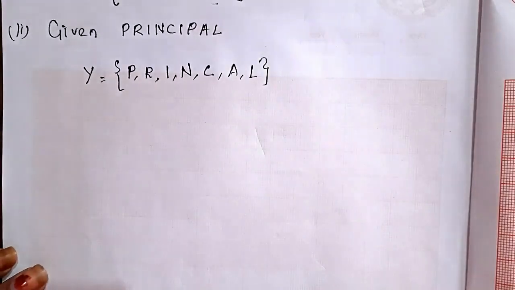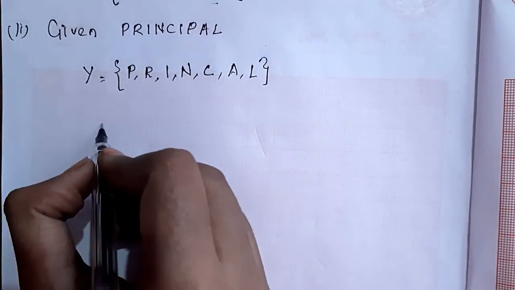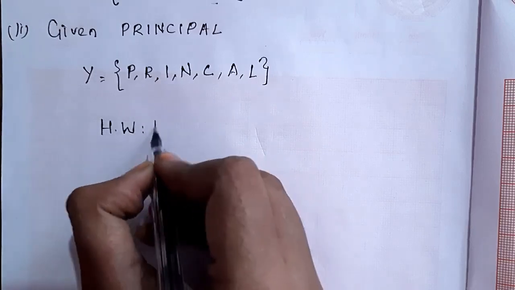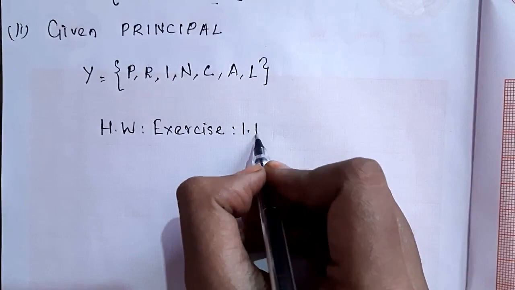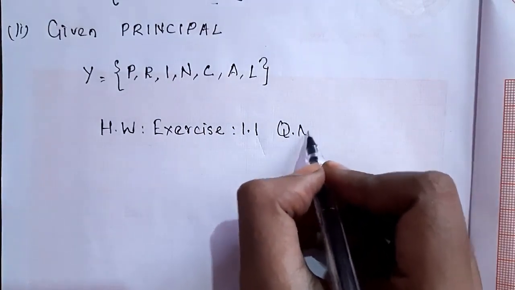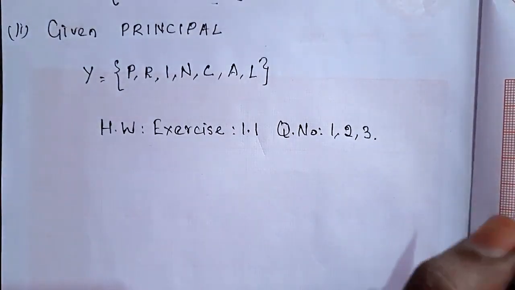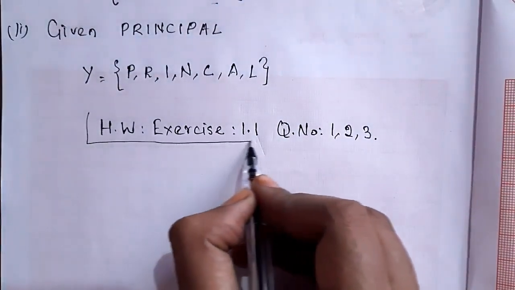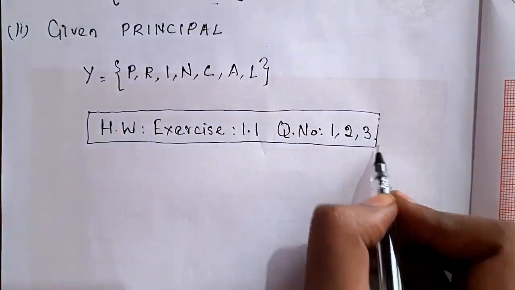So this is today's portion over. You can ask your doubts in this interactive section. Also, I'll give some homework for you. Homework is exercise 1.1, question number 1, 2, 3. This is your homework. Don't forget, do it. I'll ask in the next class. Thank you.